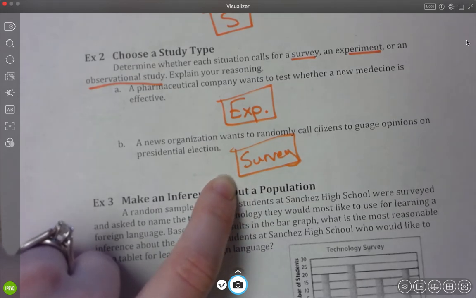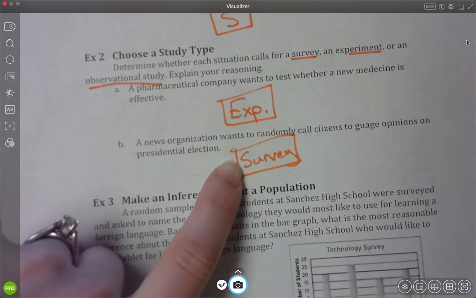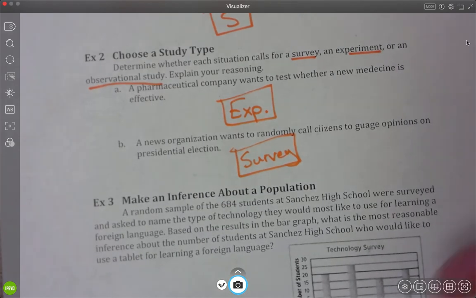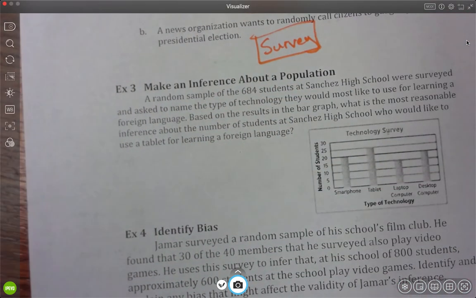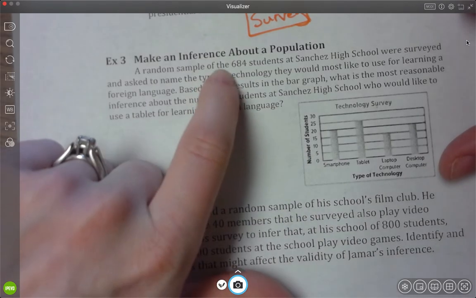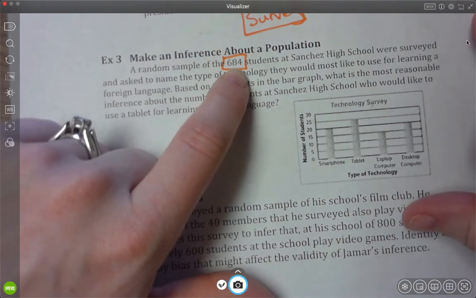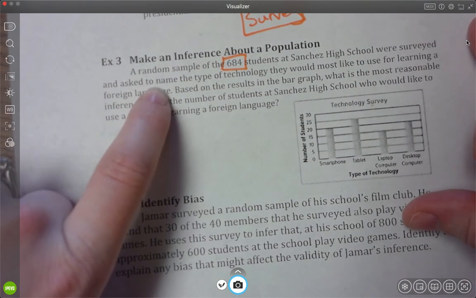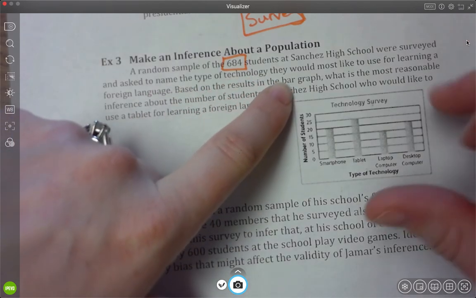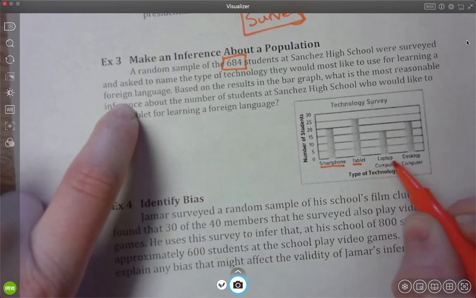Especially if we're calling, we can't really do an observation because I can't really see their face unless I FaceTime them, you know, whatever. I can't really gauge their opinion based upon that, so I'm going to do a survey instead. Okay, now, after we've decided survey, observation, experiment, let's say we come up with this data down here. And it says a random sample of 684 students, that's my total number, at Sanchez High School were surveyed and asked to name the type of technology they would most likely use for learning a foreign language. Okay, so if they're going to use a smartphone, a tablet, a laptop, or a desktop.